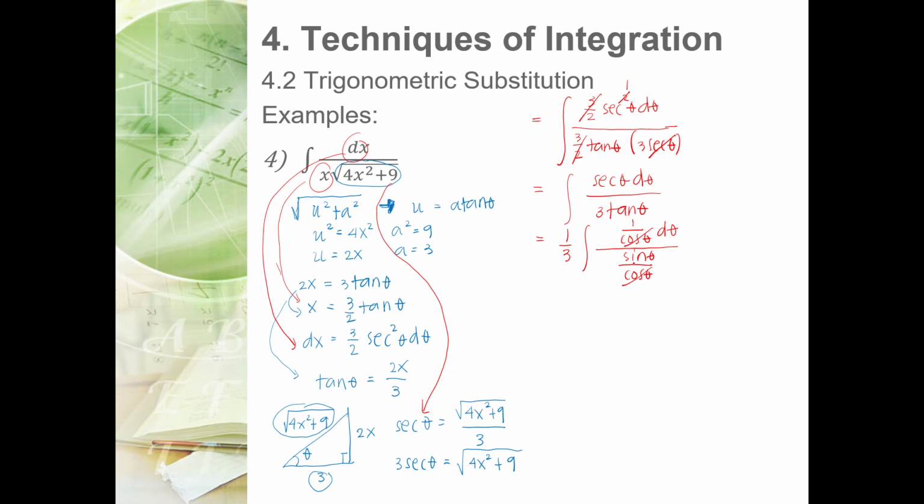So cosine theta, cosine theta. So what is left now is just the integral of d theta all over sine theta. And this is just equal to 1/3 integral of cosecant theta d theta. So I think it's the same as number 1, or number 2. So the integral of it is 1/3 ln of cosecant theta minus cotangent theta plus c.